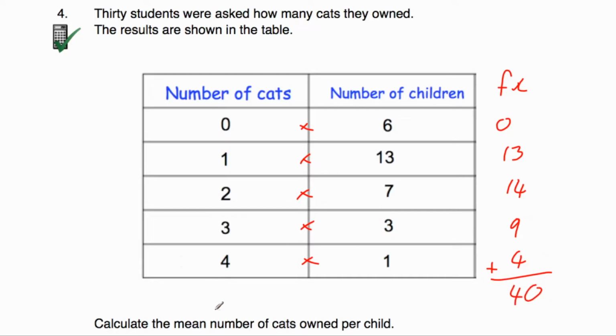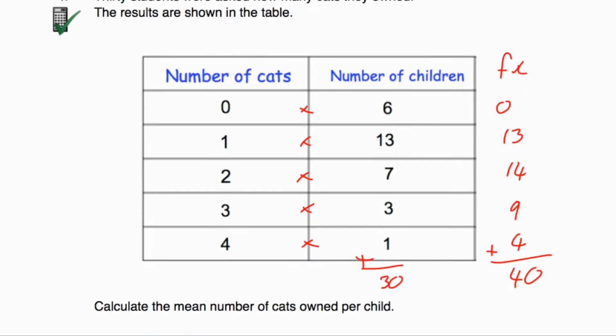Now the question says the mean number of cats owned per child. So we need to divide the total number of cats by the number of children to work out the mean number of cats owned per child. So let's add up the number of children, or in this case the frequency, which would be these numbers here. So we'll add up this column, and we're told that's equal to 30. So there's 30 children altogether.